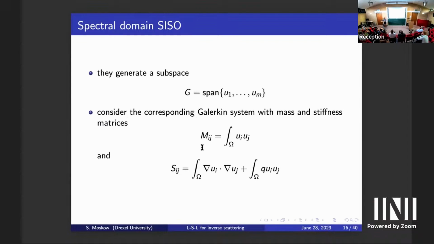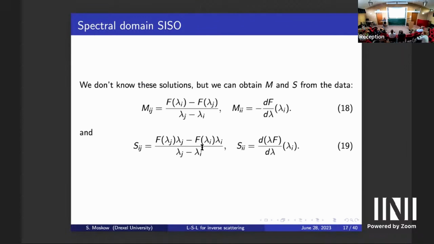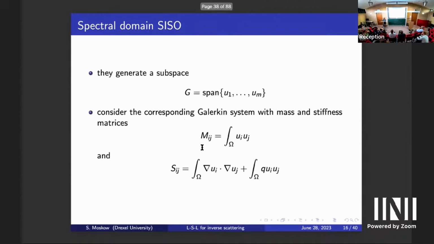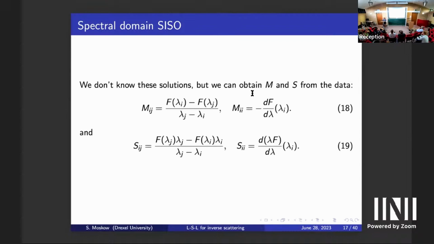So you find the Galerkin matrix. You just take the variational formulation and you get a mass and stiffness matrix, so this is M and S. I didn't put this in the slides, but if you look at the variational formulation for these solutions U, and add them a little bit, it's very easy to see that you can get the mass and stiffness matrix directly from the data.